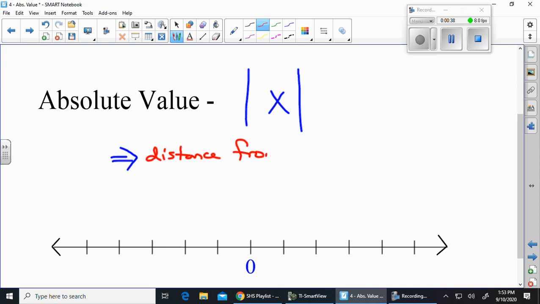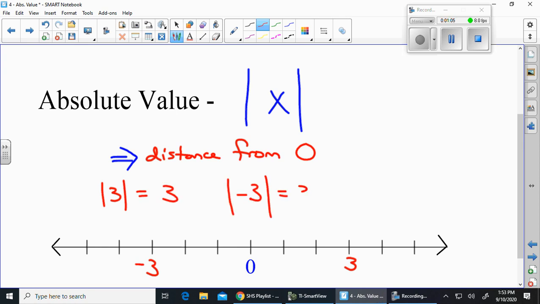from 0. So, if I have 3 here, the absolute value of 3, it's 3 spaces from 0. If I have negative 3 here, it's also 3 spaces from 0. So the absolute value of 3 is 3. The absolute value of negative 3 is 3.